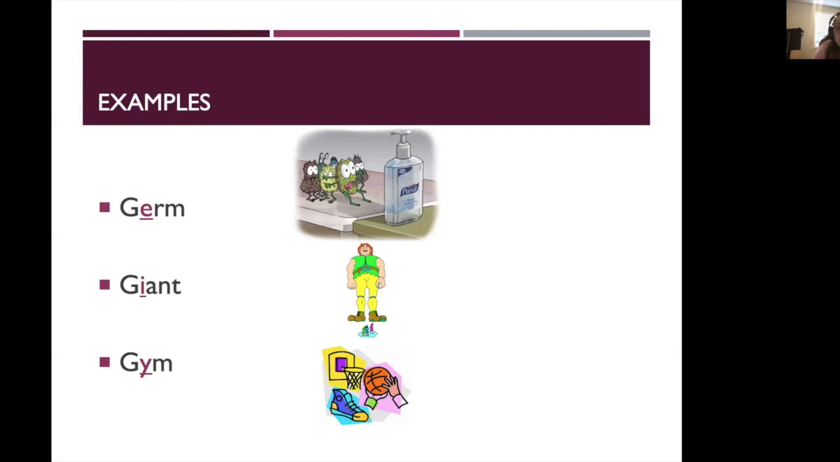Last but not least, we have the word gym. I really wish we could be in our gym right now playing some games. And in the word gym, I see the letter Y after the letter G. That's another one of those three letters from our song that softens the letter G, so I know that it's going to say the J sound.